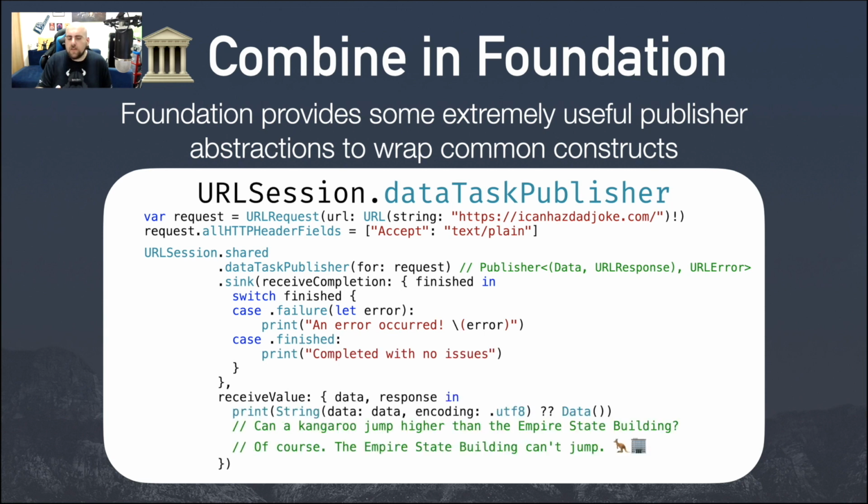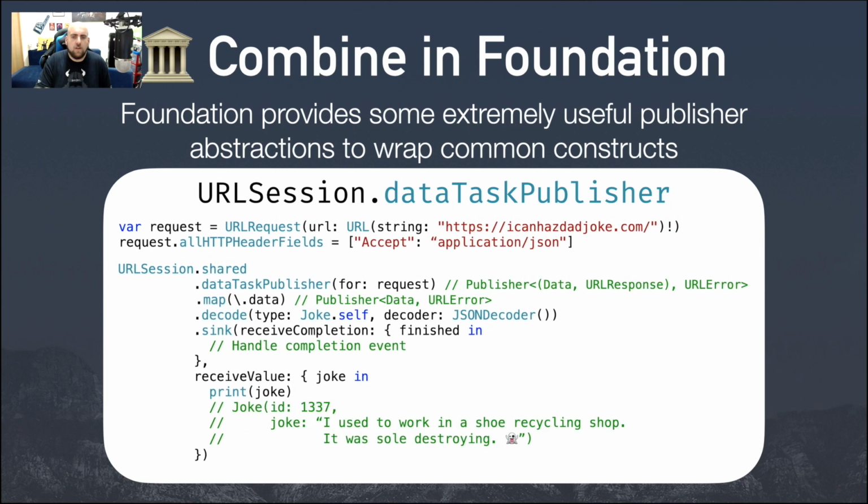We can then use sink or whatever other subscriber we want, and we can print out the resulting value or the resulting completion event. In this case, the string joke I got was, "Can a kangaroo jump higher than the Empire State Building?" Of course, the Empire State Building can't jump. Haha, great dad jokes. Of course, I use the icon has dad joke because I'm somewhat of a new dad. I'm still learning all of my jokes.